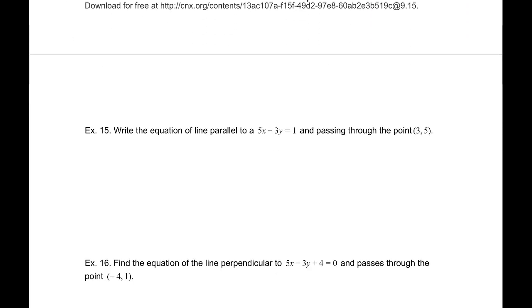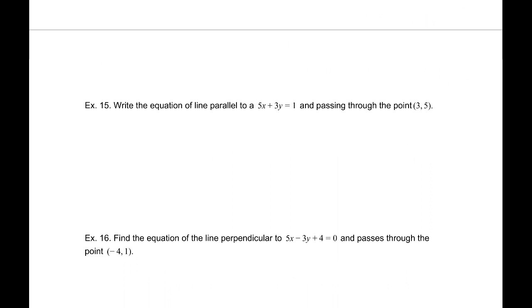Let's look at our next problem. Write the equation of the line parallel to this line, and it passes through that point. So what they have not given us in this question is our slope. However, because they're parallel, they are going to have the same slope. So let's find the slope of this equation. If we isolate our y value, we won't have to get it in slope-intercept form to tell.